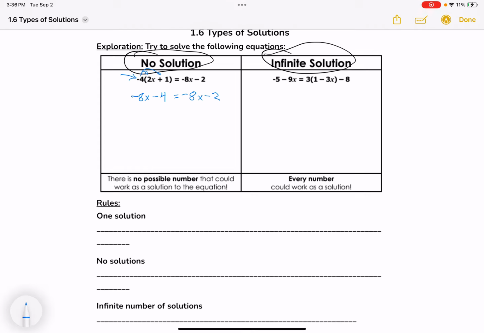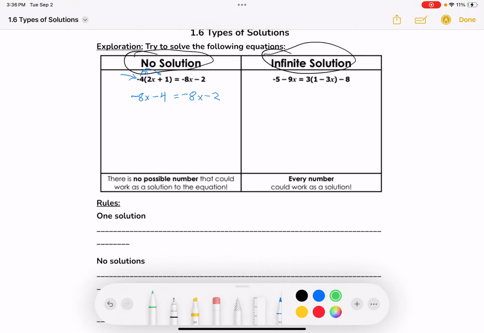We've simplified that so far. Okay. The next thing we're going to want to do is to get all our x's on one side and all our regular numbers on the other side. So let's try that out. Let's get our x's over by adding 8x to both sides, right? Because the opposite of minus 8x is going to be positive 8x. So let's do that. But what that does is that cancels all of our 8x's. So what we're left with is negative 4 equals negative 2.